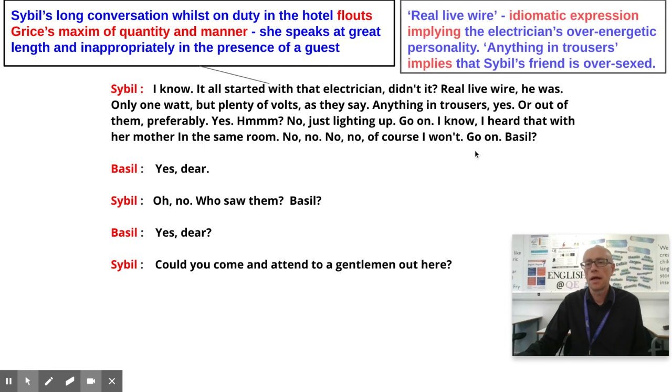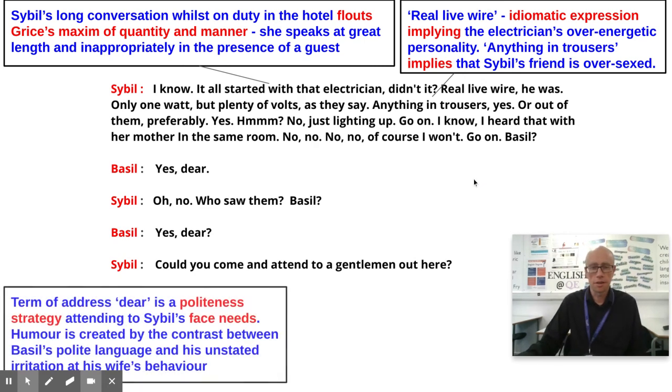Okay. She says real live wire. So this is a good example of an idiomatic expression, and it's an implied meaning. It implies the electrician has an energetic personality. And there are implied meanings as well with the phrase anything in trousers, which implies that Sybil's friend is oversexed. So we've got implied meanings that the audience is going to infer.